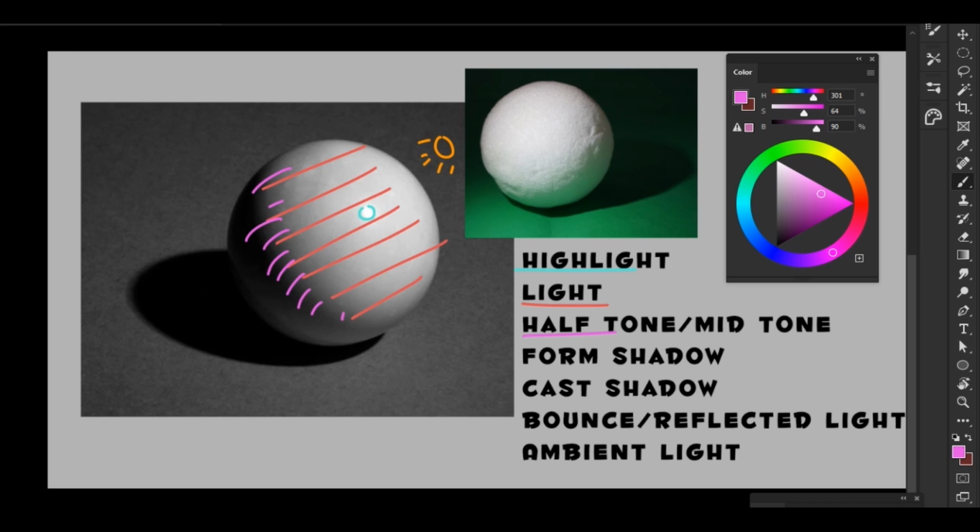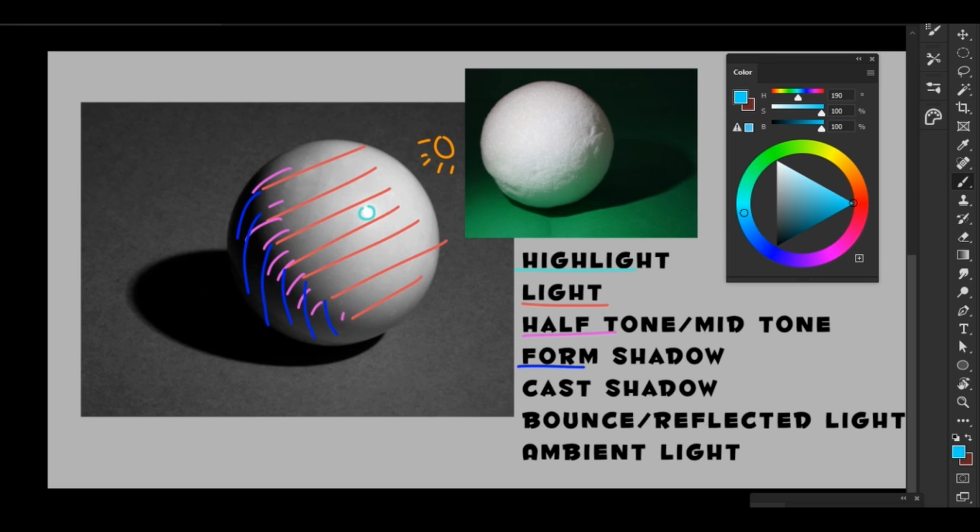And next we've got form shadow. This is where we get into the shadows. The form shadow is the area that's turned away from the light completely. But it's not pitch black. It still shows the shape of the sphere and gives it some depth. I know we might later get confused with the difference between form and cast shadow, right? We'll get there.